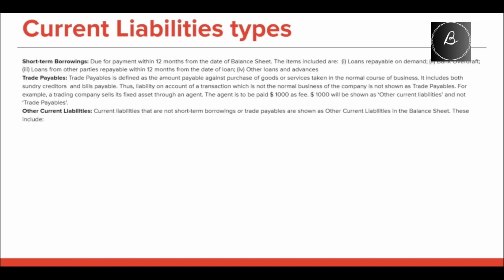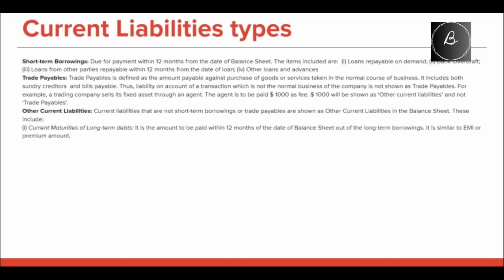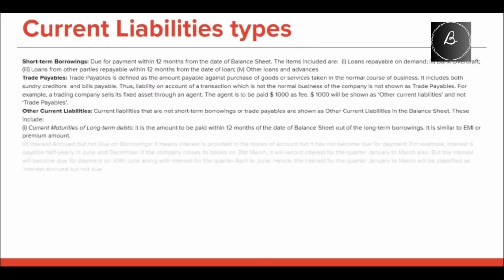Other current liabilities. Current liabilities that are not short-term borrowings or trade payables are shown under other current liabilities in the balance sheet. These include: 1. Current maturities of long-term debts. It is the amount to be paid within 12 months of the date of balance sheet out of the long-term borrowings. It is similar to EMI or premium amount.